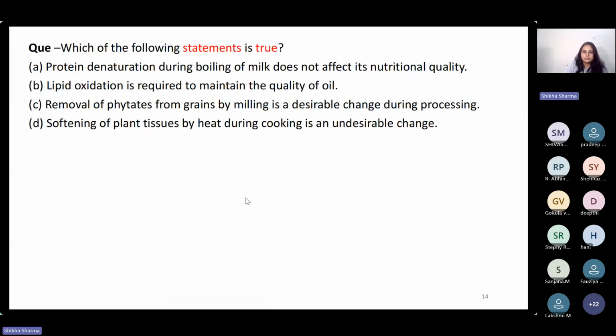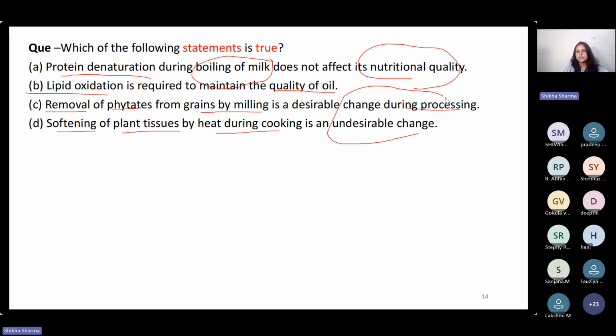The next question is, which of the following statements is true? The protein denaturation during the boiling of milk does not affect the nutritional quality. Then, lipid oxidation is required to maintain the quality of oil. Next, removal of phytates from the grain by milling is a desirable change during processing. Fourth, softening of plant tissues by heat during cooking is an undesirable change. So which of the following statements is true?